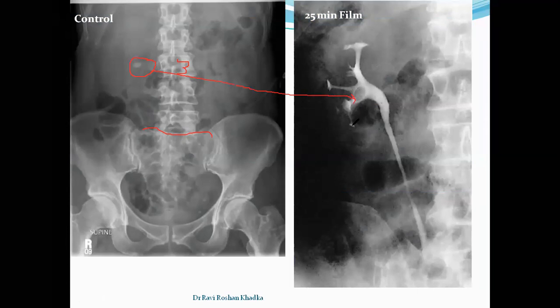We can exactly say the stone is inside the kidney, and we can exactly say the stone is at the lower calyx and in the pelvis. This is fairly large, maybe around 2 centimeters. For this case, what we can plan is either we can go for a PCNL from here, or we can go for a RIRS from the ureter and break the stone. So see, you can plan the management.